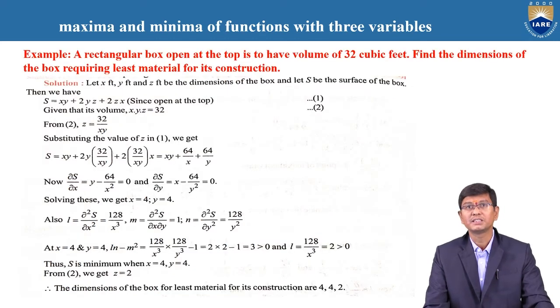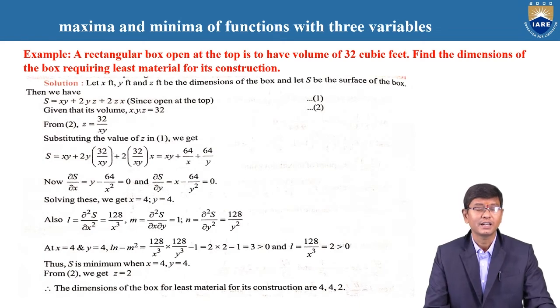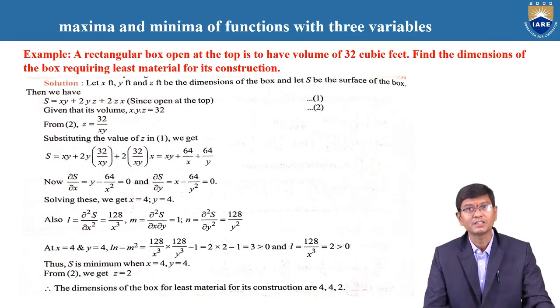Now we will discuss one other problem based upon this method. A rectangular box open at the top has volume 32 cubic feet. Find the dimensions of the box requiring the least material for its construction. When observing this problem, we need to understand what the dimensions of the box are and the meaning of the surface of the given box.